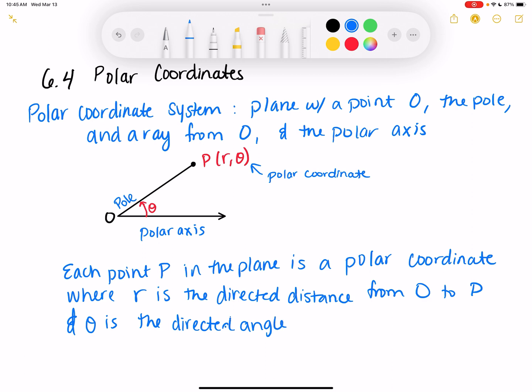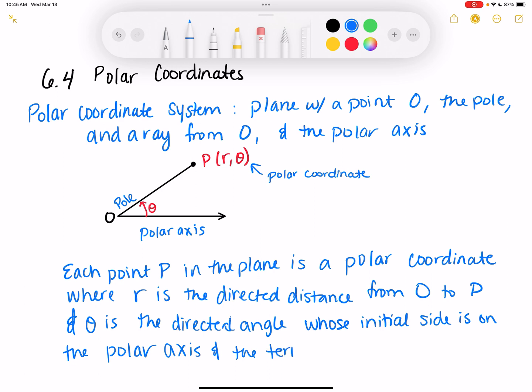whose initial side. Wait, is that O or theta? Where? Right here or here? There. Yeah, the same one. This one is theta. Okay. Let's see, whose initial side is on the polar axis, and the terminal side is the line OP.